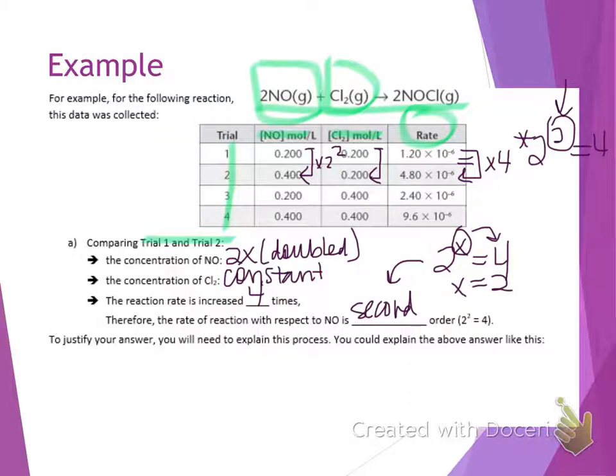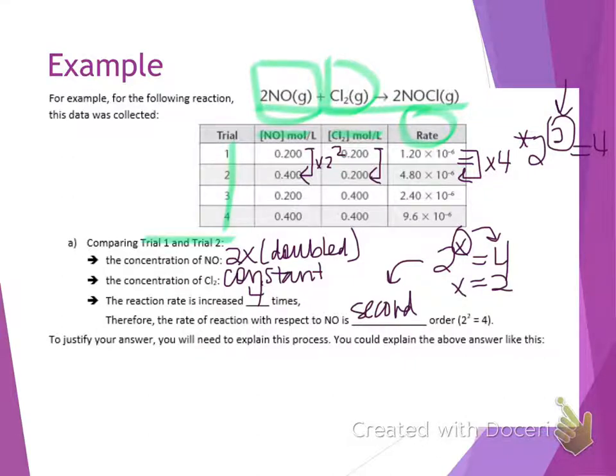So basically we need to put out in words the steps that we just went through. As we look from trial 1 to 2, we saw that the concentration of NO was doubled while the concentration of Cl2 was held constant. This caused the reaction rate to increase 4 times. Therefore, the reaction is second order with respect to NO.